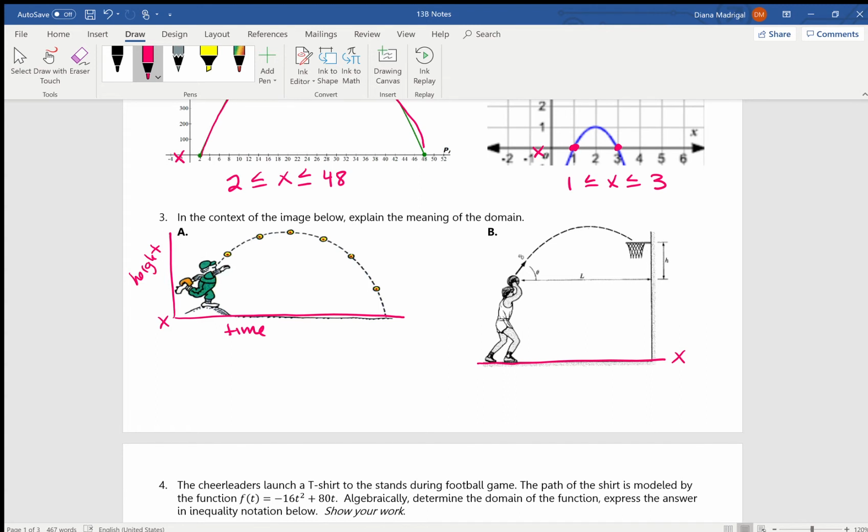So that means that the image represents how long it takes the ball to hit the ground after throwing it.